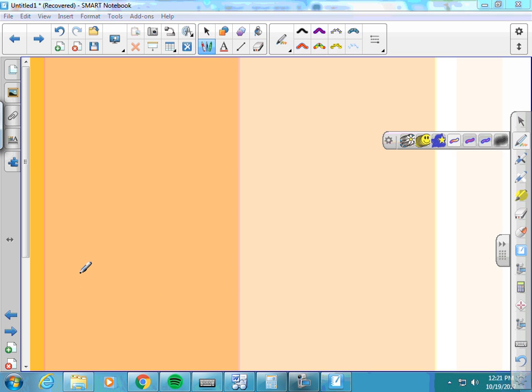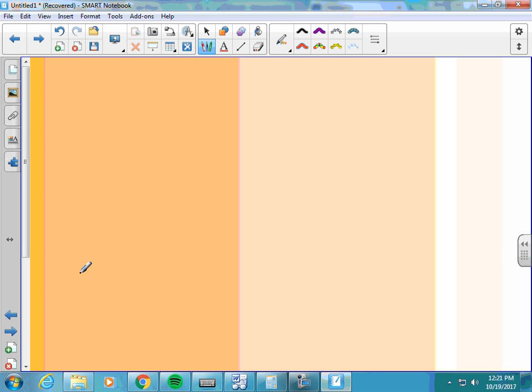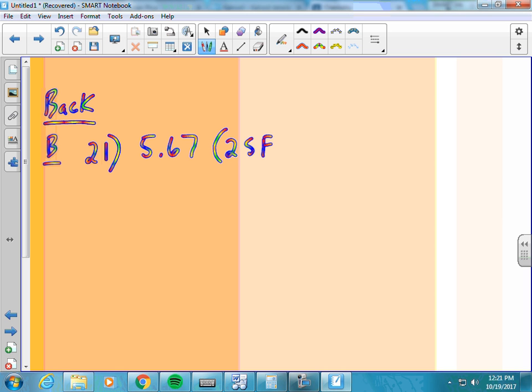And we're back. All right, so on the back side of the handout, we have part A. I'm not going to go over that again. That's just like on the front. You're just saying how many significant figures are in those numbers. But let's look at part B, because part B is where we have some rounding. So let's look at number 21. Number 21 says 5.67, and they want you to round this off to two significant figures.